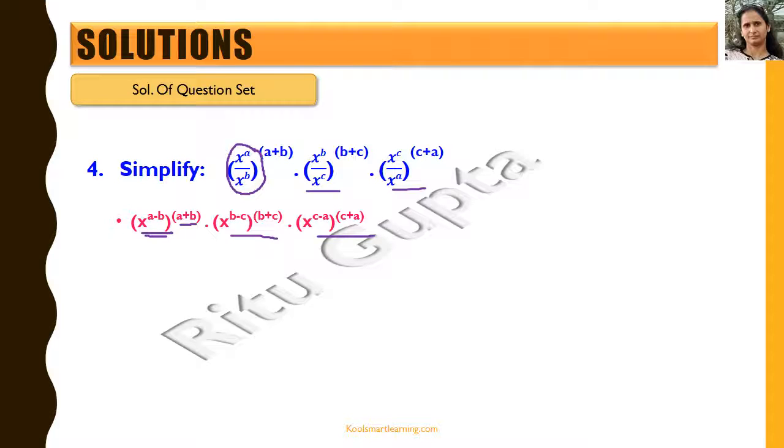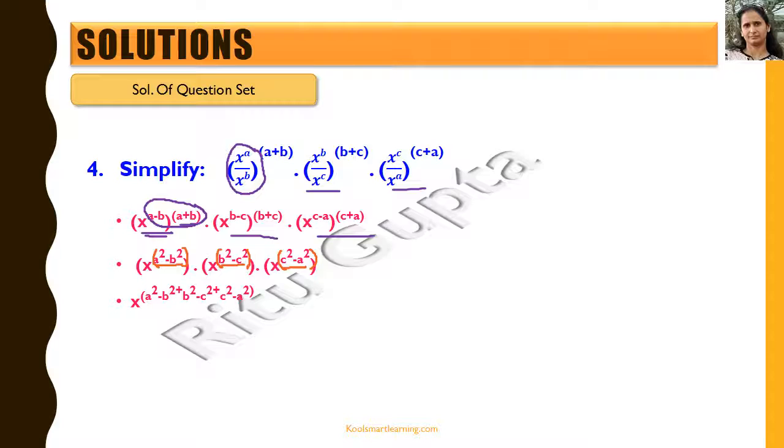Now we use another law of exponent and we change x raised to power a minus b whole raised to power a plus b to the form x raised to power a square minus b square. Then this becomes b square minus c square and this becomes c square minus a square. This is again x raised to power whole of a square minus b square, x raised to power whole of b square minus c square, and x raised to power whole of c square minus a square.